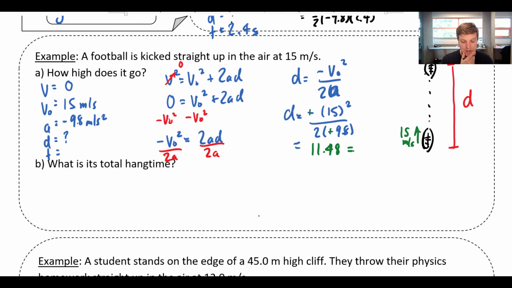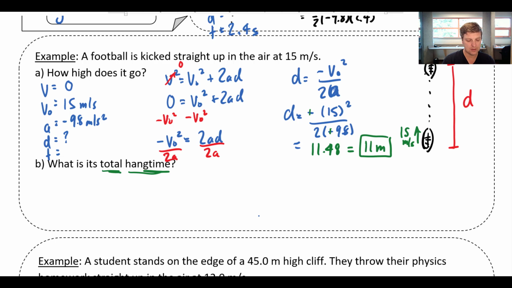Which I'm going to round off to just 2 sig figs. I'm going to call that 11 meters. Okay, so it goes 11 meters in the air. Nice. Now the next question is, what is the total hang time? Total hang time refers to the total amount of time that it is in the air.